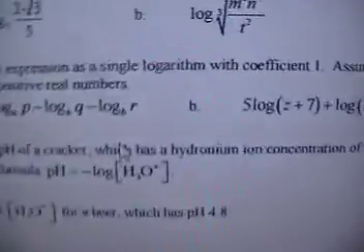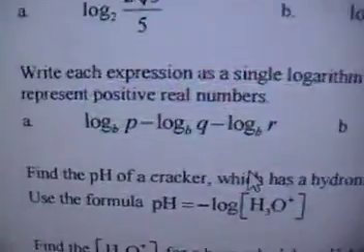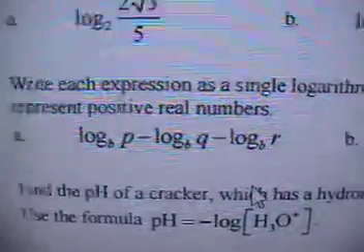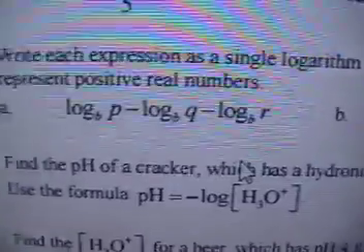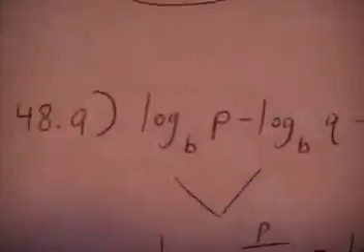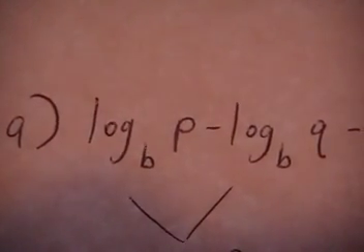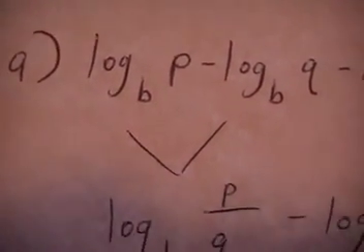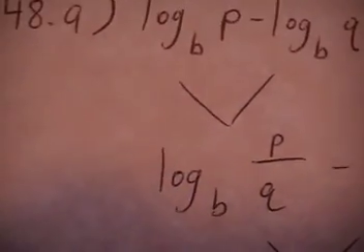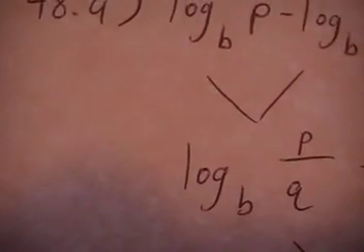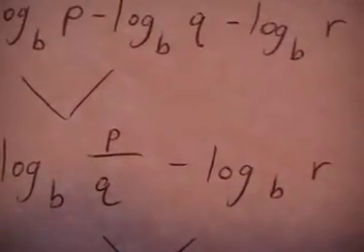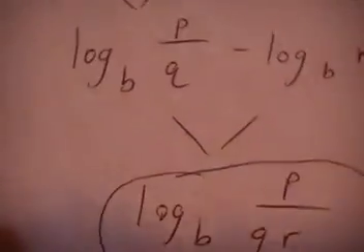48a is where they give you 3 separate logs subtracted out, and they want you to condense it down to a single log. Write it as a single log. Here's kind of the slower way of doing it again. If you take them 2 at a time, subtracting 2 logs is the same as having 1 log divided. So the p and the q can be divided into a single log with base b. Then you do it again. I have 2 logs subtracted, so I want to have 1 log divided.